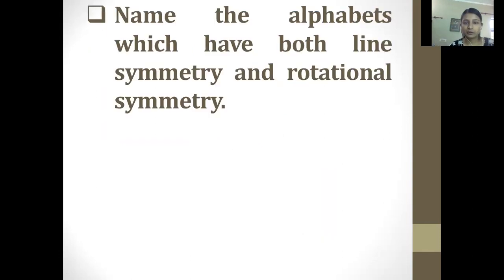Yes. So now name the alphabets which have both line symmetry and rotational symmetry. That means line of symmetry, we know that if we are putting a line towards the center, horizontally, vertically, diagonally, but if we are also rotating that alphabet, it would look the same. Is there any alphabet like that? I'm again giving you a few seconds. You can think about that. Is there any alphabet which is making rotational symmetry?